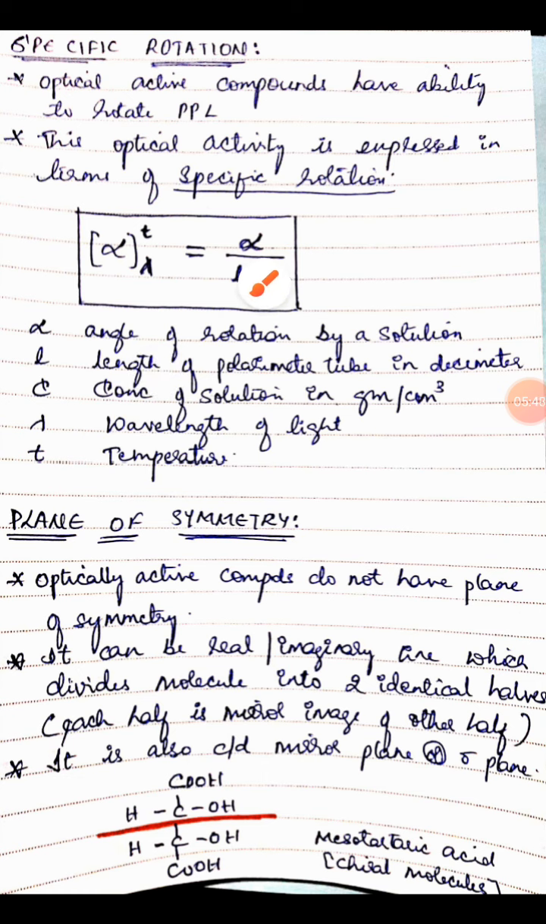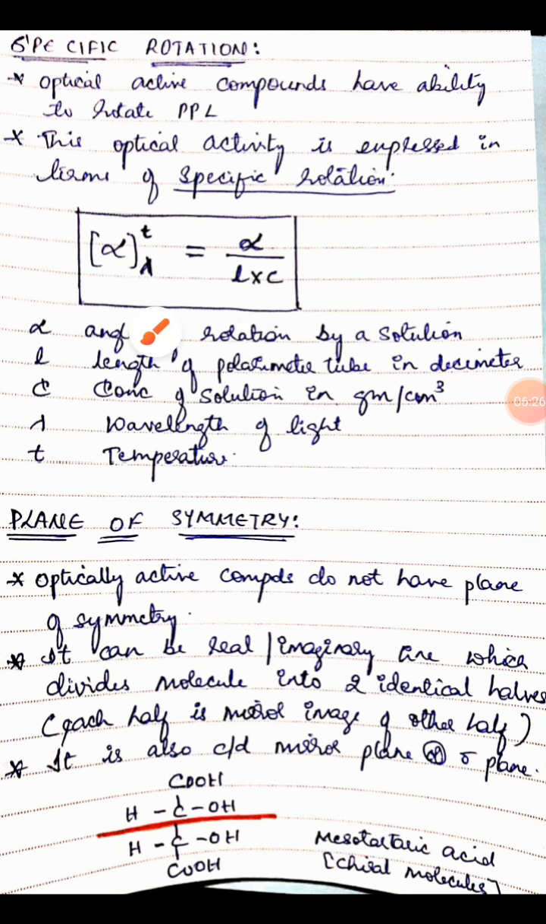So let's define the specific rotation. Specific rotation is defined as the angle of rotation alpha produced by a solution of length 1 decimeter and unit concentration 1 gram per cm cube, for a given wavelength of light lambda at a temperature T. So, optical activity is expressed in the form of specific rotation.